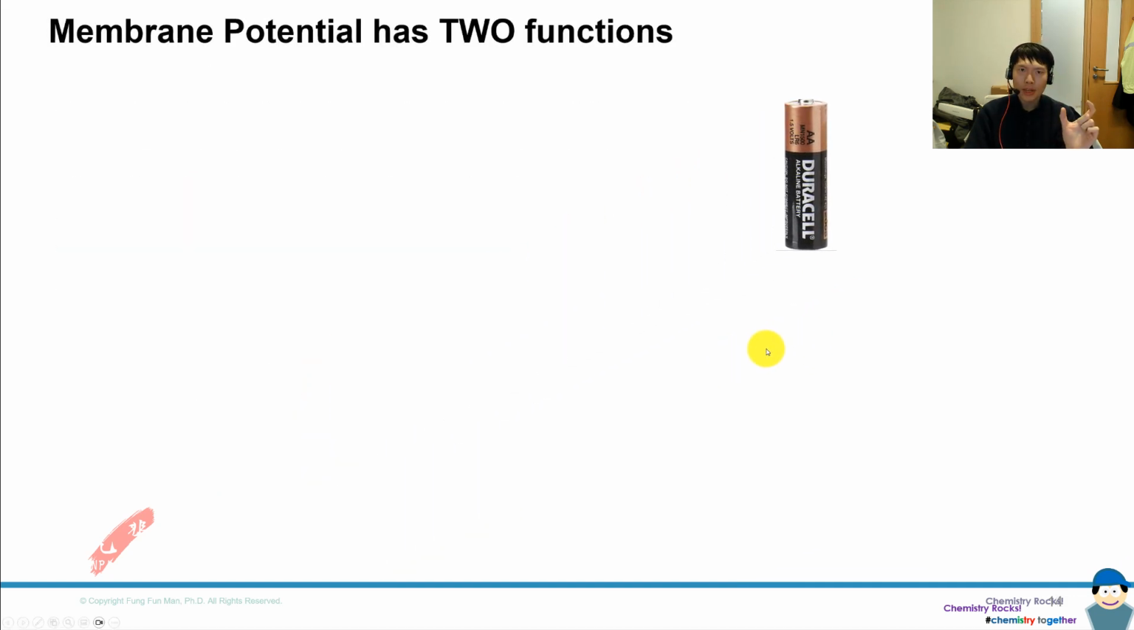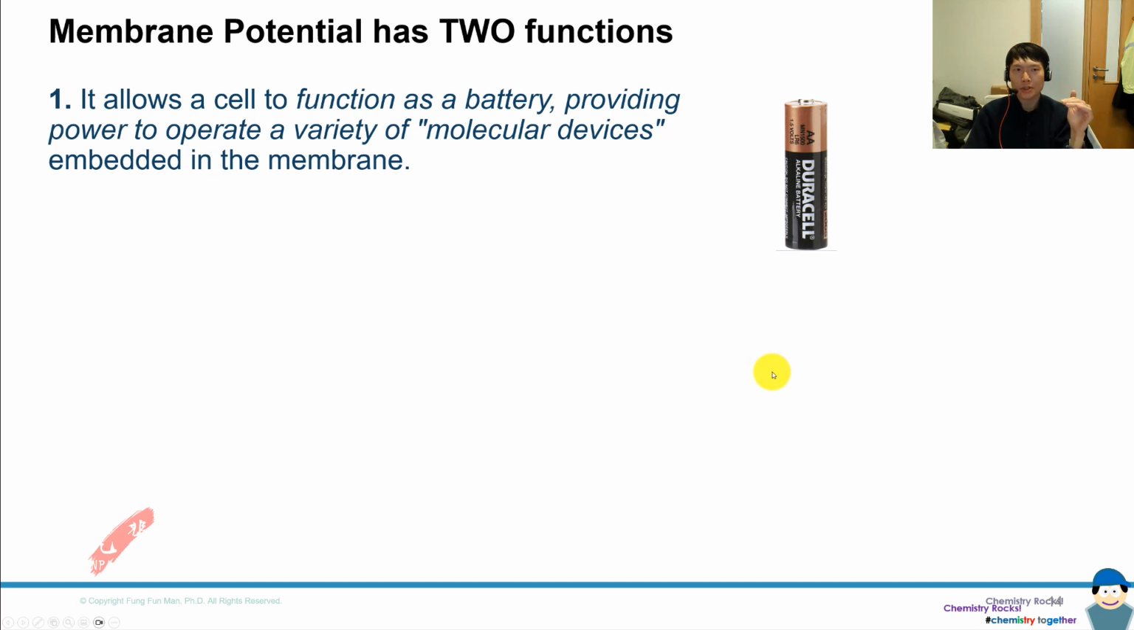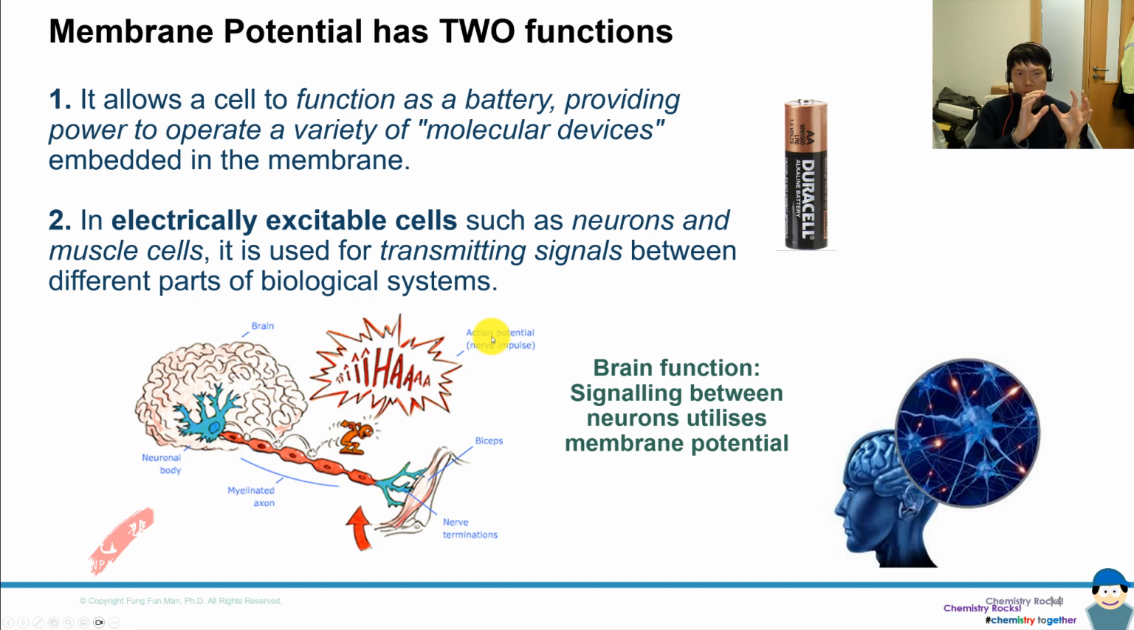The membrane potential has two functions. Remember this. One is to allow the cell to function like a battery. If not, there's no energy to run. Next is to make sure that the neurons can be fired up, in the nerves. The muscle cells are about this energy that gets them excited.